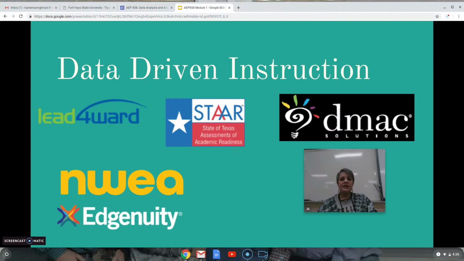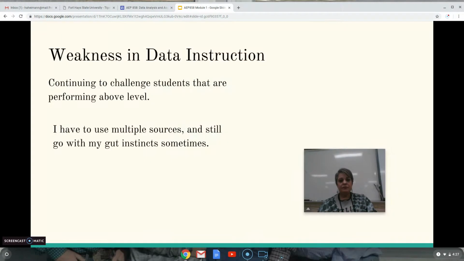NWA we use, as I said, as a benchmark that then leads into a program that we call Edgenuity. And what Edgenuity does is it's a great way for students to fill gaps. So if I have a student that is missing TEK 7.2D and they're getting ready for the STAR test, I might design a special program or a special lesson for them to just focus on that TEK, or we can put in a strand of TEKs for them to work on. So it's really great.